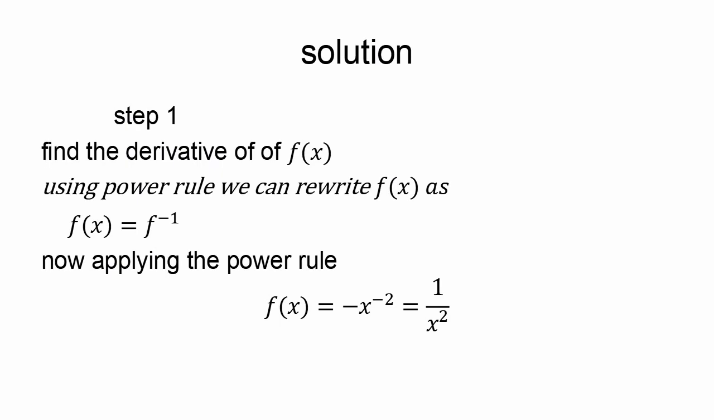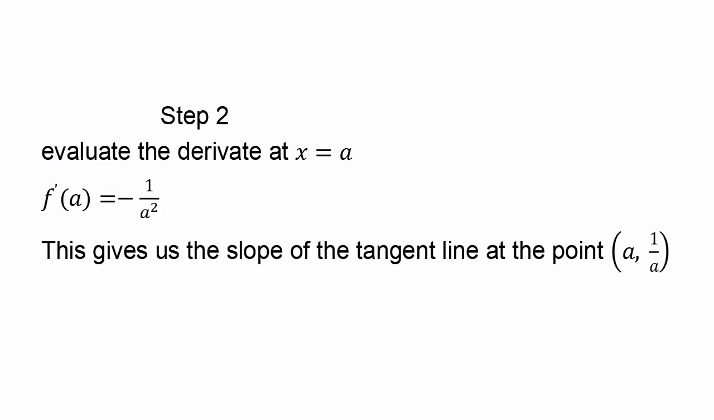Step 1. Find the derivative of f of x. We can rewrite f of x as x raised to the power of -1. Now, applying the power rule, the derivative of f of x is equal to -x raised to -2, which is equal to -1 over x squared. Step 2. Evaluate the derivative at x is equal to a. The derivative of f at a is equal to -1 over a squared. This gives us the slope of the tangent line at the point (a, 1 over a).